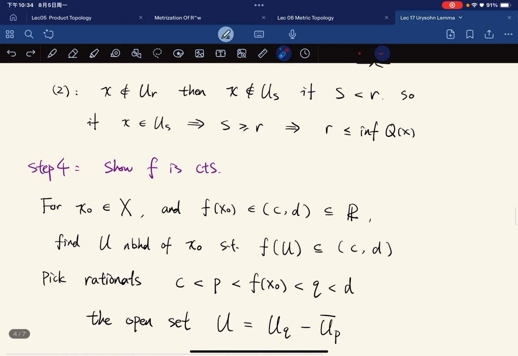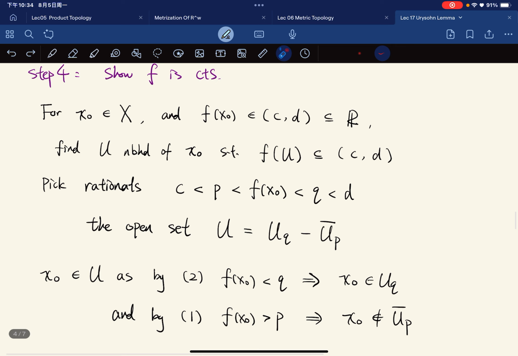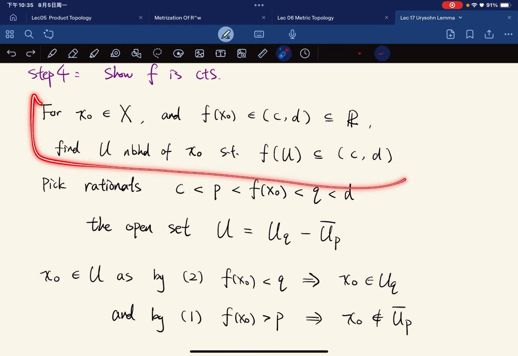And finally, we will show the continuity of our function f. And after this, we're done. So let's just finish this. What we want is that for x naught and f of x naught, for any neighborhood of f of x naught, we want to find a neighborhood U of x naught such that f of U is contained in it. This will show the continuity of f.